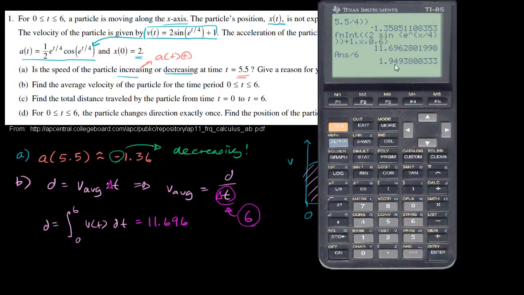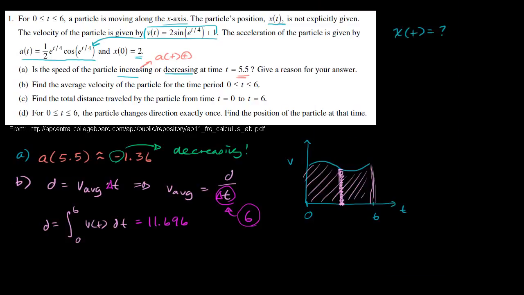So it's 1.949. So our average velocity is equal to 1.949. And we don't know the units. They didn't give us any units here. So that's part B. Now let's do part C.